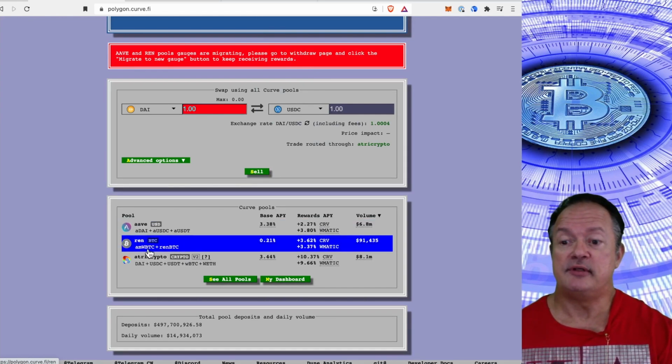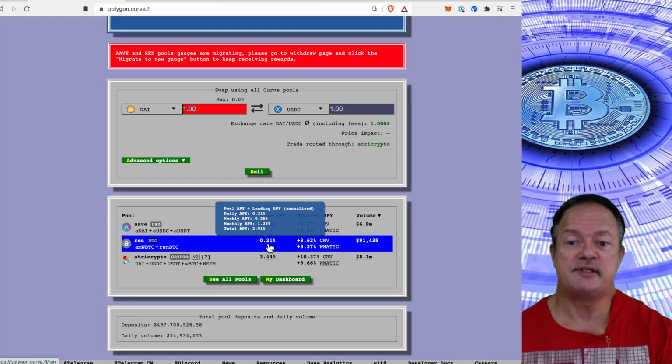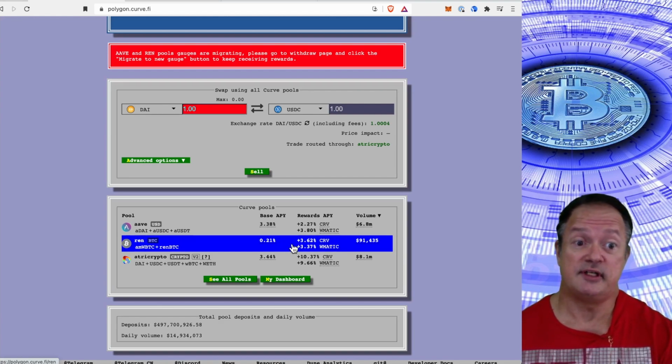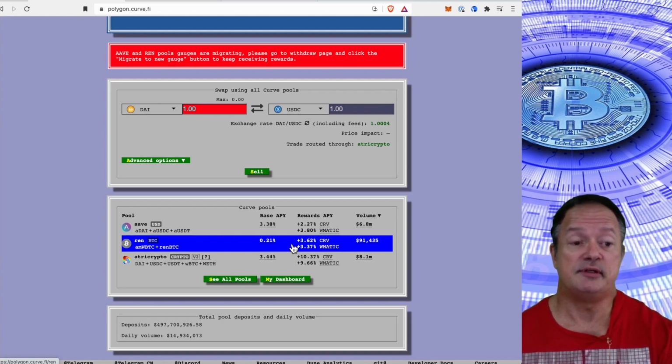Then, if you like Bitcoin, you can play with this pool. It's got amWrapped Bitcoin and renBTC. I'm not going to go into details about this. You can read about that yourself. There's a base APY of 0.21% and very interesting bonuses. So you can get about 7-8% total on Bitcoin, which is very, very nice, because typically interest rates for Bitcoin are very low.